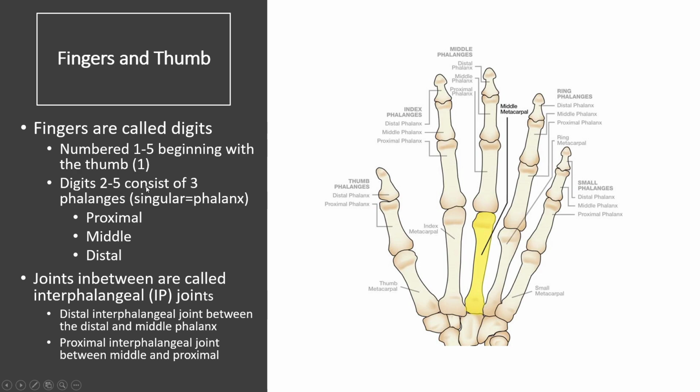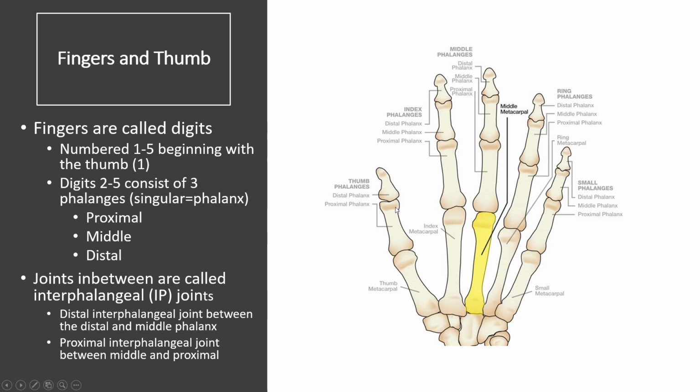So digits 2 through 5 consist of 3 phalanges. Phalanges are the single bones in the finger, and we have 3 of them in digits 2 through 5. The thumb is different. So we're going to have a proximal, meaning closer to the point of attachment, a middle phalanx, and a distal phalanx, distal meaning further from the point of attachment. And we're going to have that on 2 through 5. And then the thumb is going to be different. It only has a distal and a proximal because there's only 2 phalanges instead of 3, as you can see.